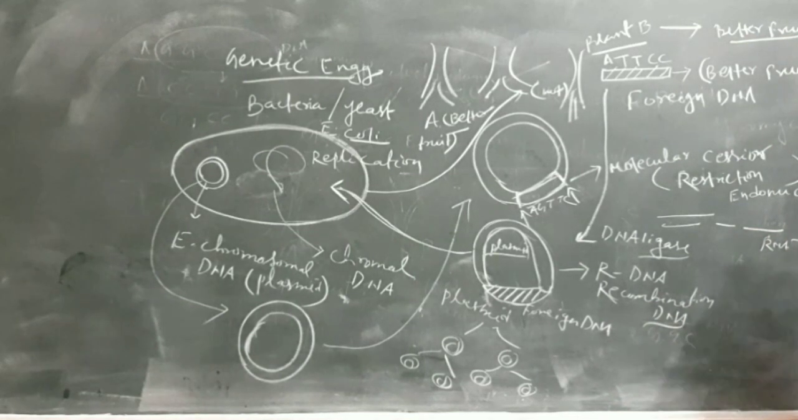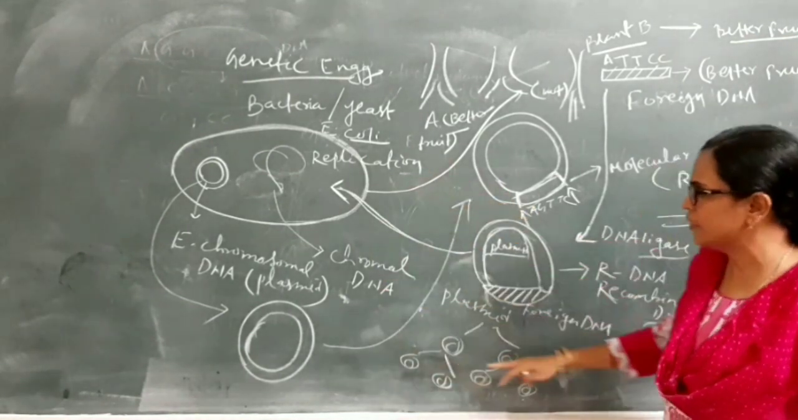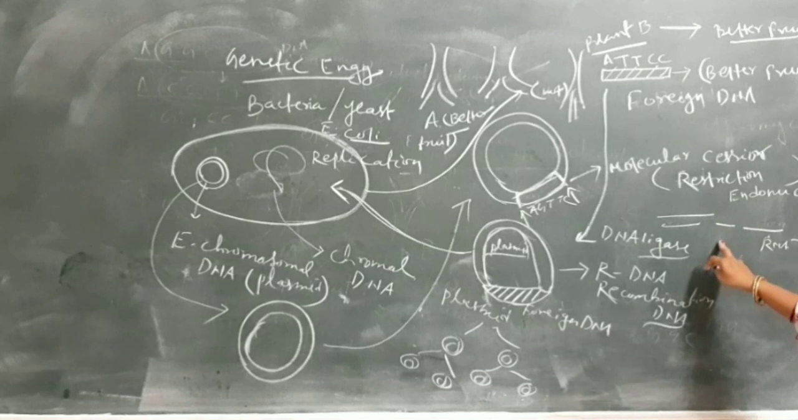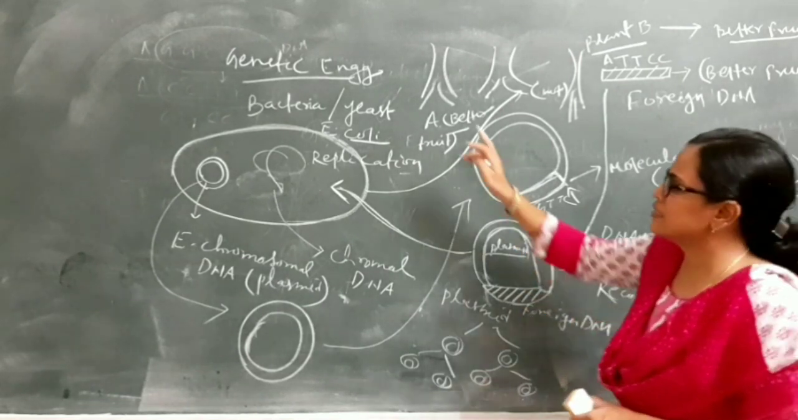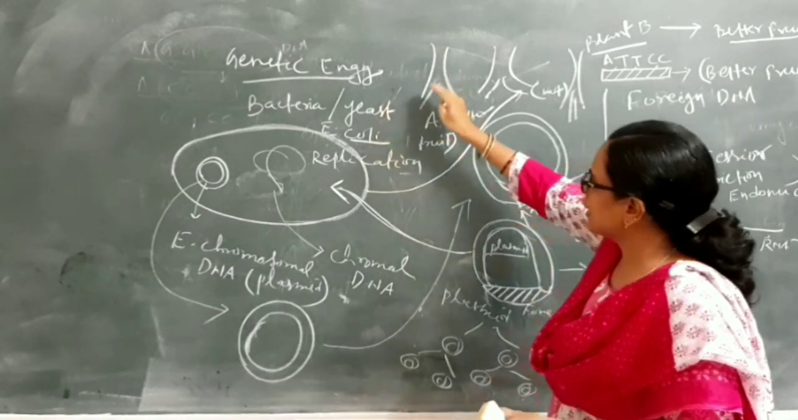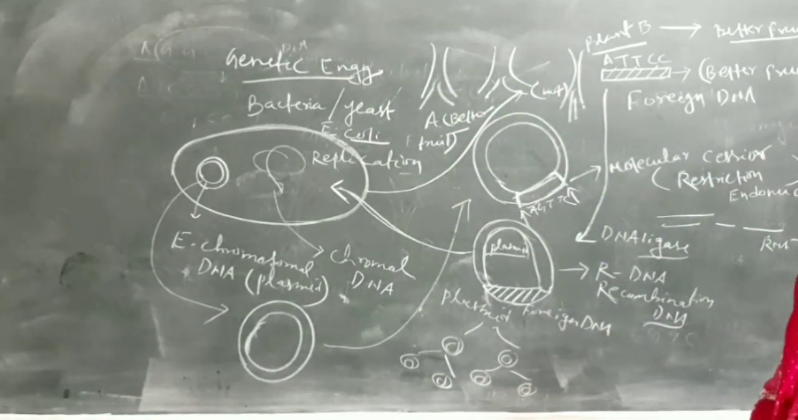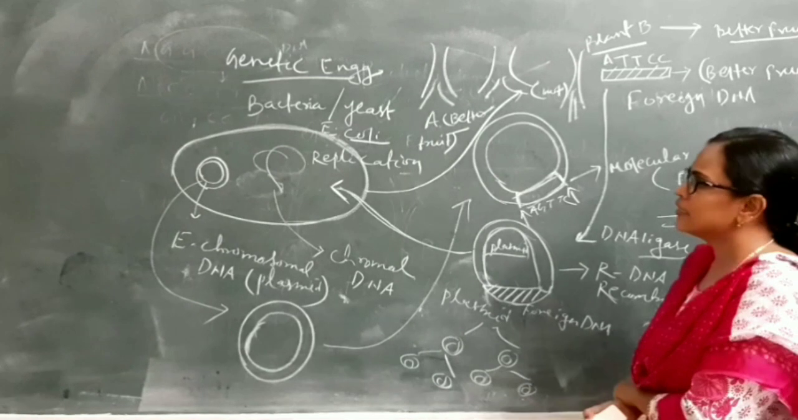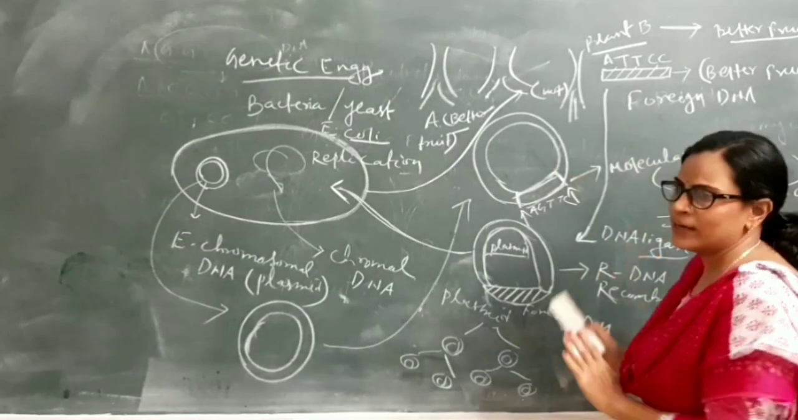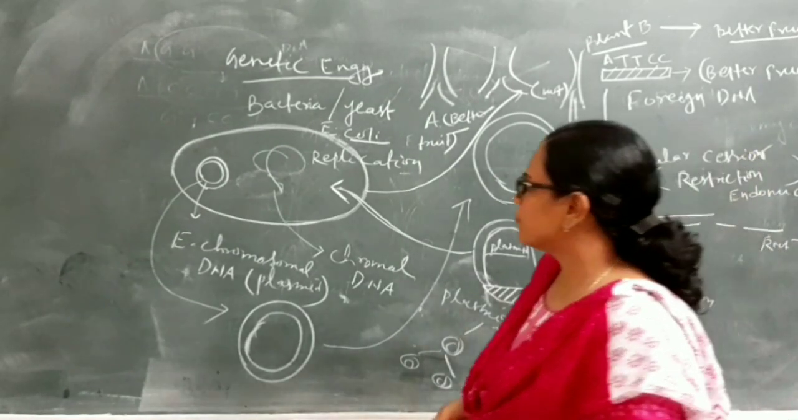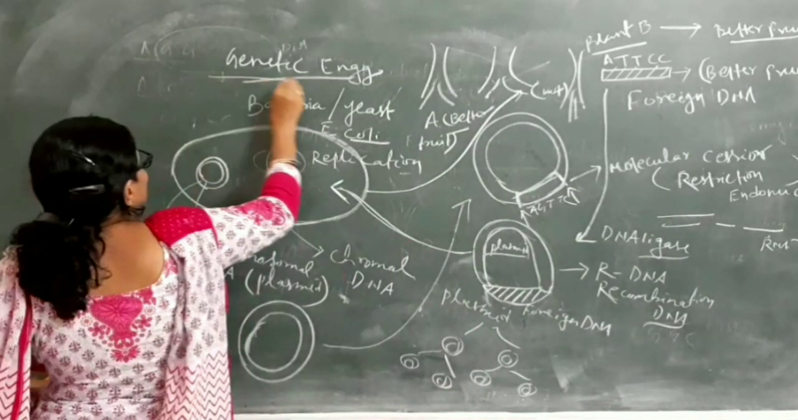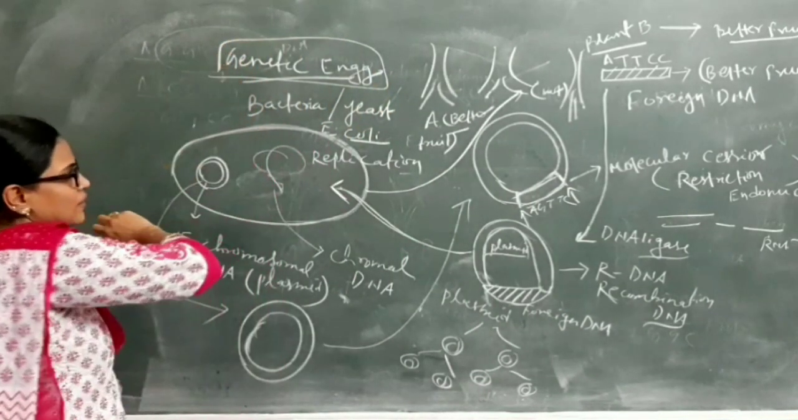So this is the detailed structure of recombinant DNA technology, also known as genetic engineering technology. If some plant does not produce better fruit, with the help of this technology, plant B produces better fruit. In this way, the genetic engineering technology is completed.